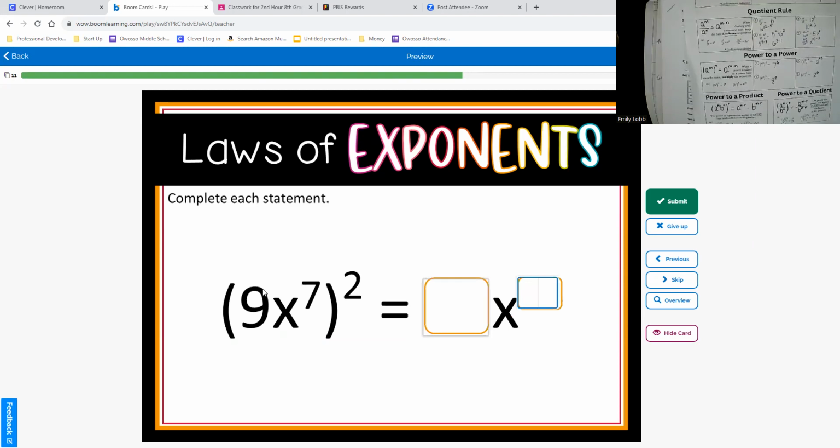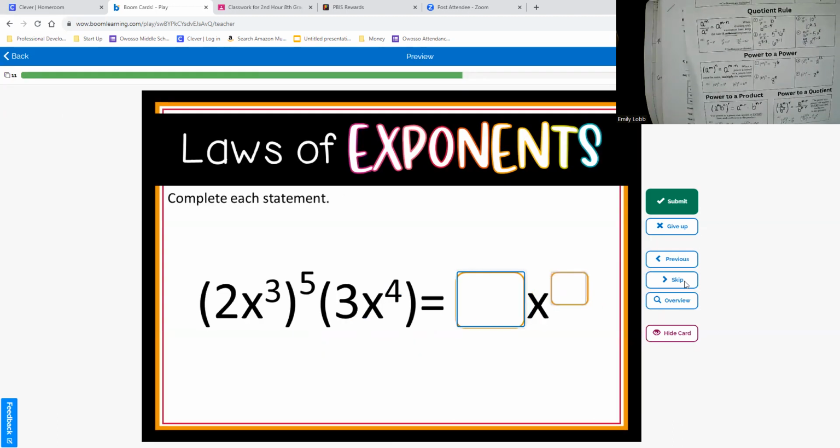Make sure you're distributing this 2 to the 9 and to the 7. So 9 squared is 81. 2 times 7 is 14. Again, this is one like I was saying you should write down in the product of powers rule. You gotta figure out your power of powers or power of products here.